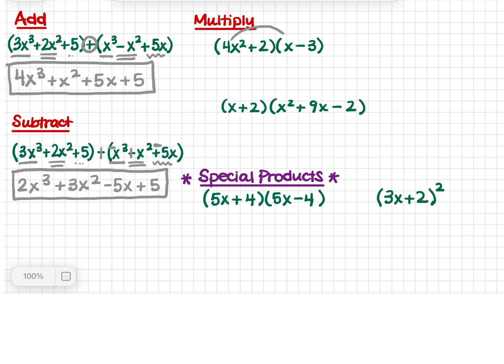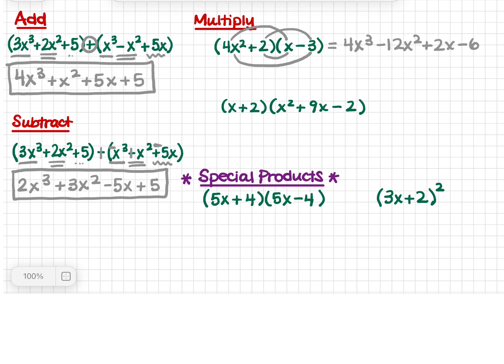So FOIL is where we take the first two terms times each other. 4x squared times another x would make 4x cubed. Outside two terms, 4x squared times negative 3 would be negative 12x squared. Inside two terms would be plus 2x, and the last two terms would be minus 6.